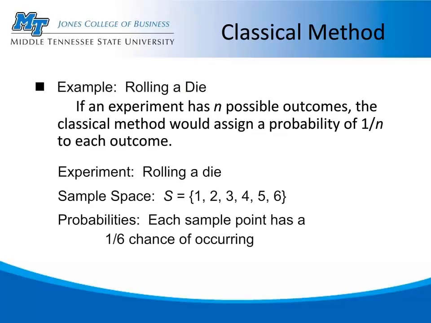As I stated earlier, rolling a die is an example of the classical method. Each one is considered to be equally likely. So you've got a likelihood of 1 over 6 for having a 2. It's the same thing for having a 4.